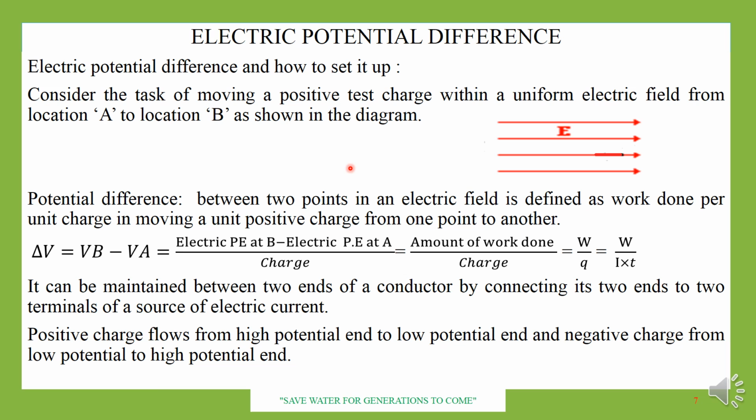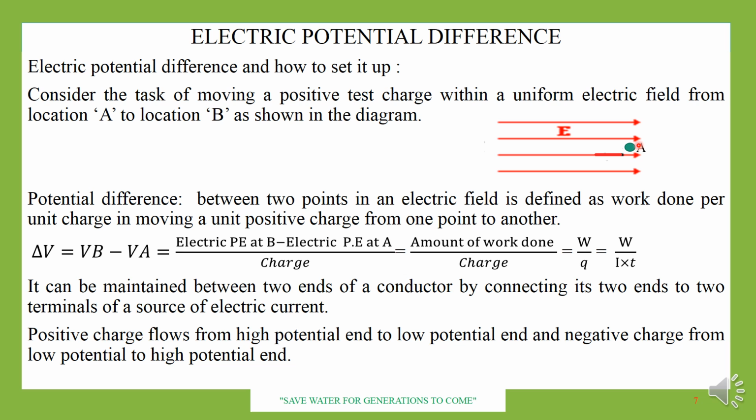Now we are going to discuss what electric potential difference is and how to set it up. How can we set up a potential difference across the ends of a conductor? Here this is the electric field, represented by E, with an arrow showing the direction of the electric field of the source charge. Now we consider a charge Q, at position A. It has some potential energy, stored energy, at this position.